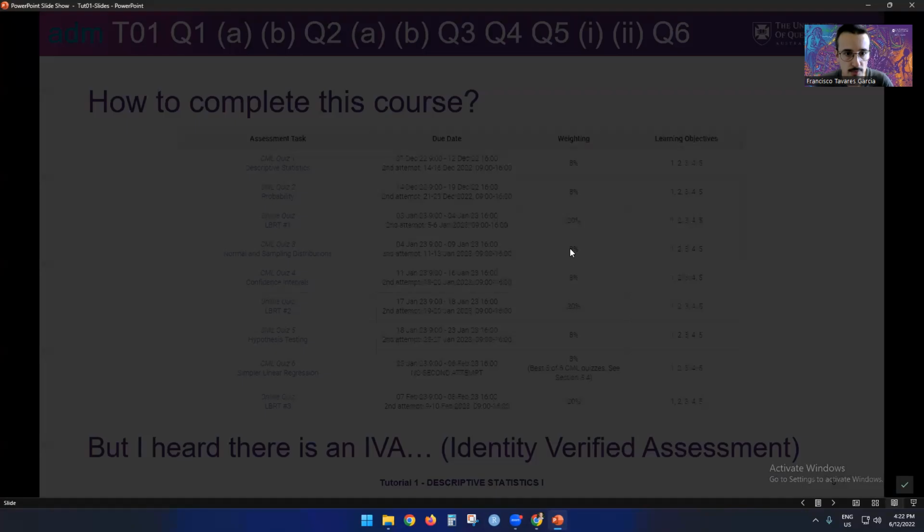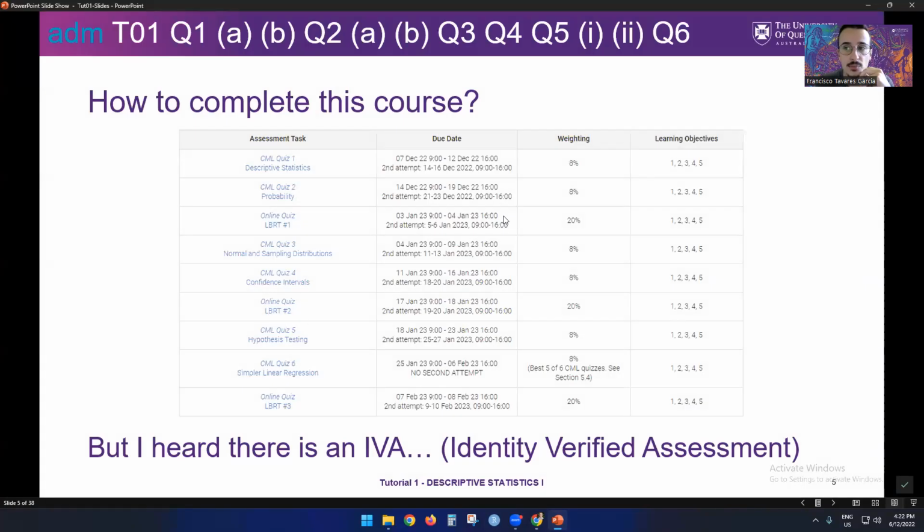What else do I want? Yeah, and I think you guys might have heard, there's an IVA, Identity Verified Assessment. So the IVA works a little bit like that. Not everyone will have to do an IVA. It's probably just a few people who might have to do it.